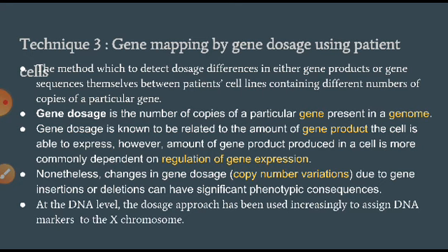Here you can understand a cell is producing some kind of products through the gene expression process. So gene dosage is known to be related to the amount of gene product the cell is able to express. However, the amount of gene product produced in a cell is more commonly dependent on regulation of gene expression. So it is directly related to what has been formed after gene expression. This is called gene dosage. Nonetheless, changes in gene dosage, copy number variations due to gene insertion or deletion, can have significant phenotypic consequences.